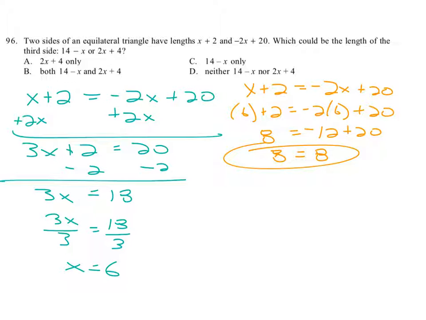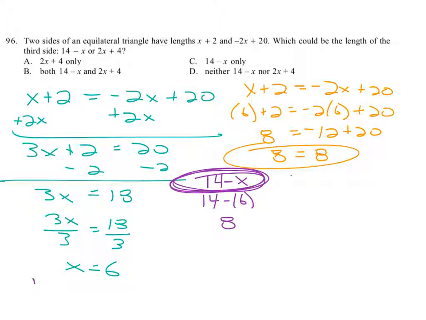So we're going to take the two expressions that they have and say, what do you get when you use them? We're going to write in what they say here. What are the lengths of the third side? 14 minus x, or 2x plus 4, or both or neither. So we're going to say 14 minus x. What does that give you? 14 minus x was 6. 14 minus 6 is 8. Yeah, that one works. That one works as an expression because we do get 8.